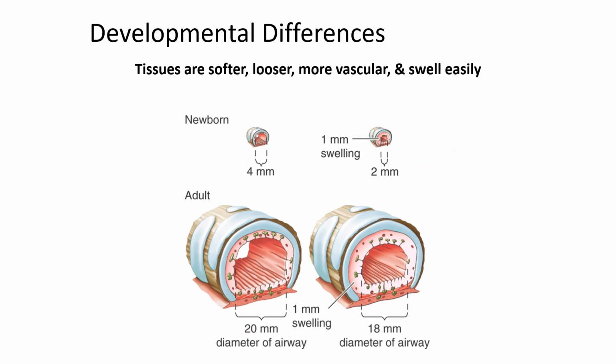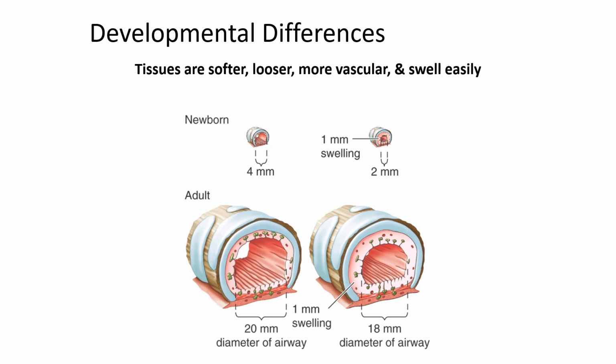This slide just shows the differences in the size of the airway between a newborn and an adult. So the picture shows the effects of a 1 millimeter edema around the circumference of a newborn and a child's airway. If 1 millimeter of circumferential edema develops in a newborn, it will halve the airway radius. So the airway diameter has been decreased by half.